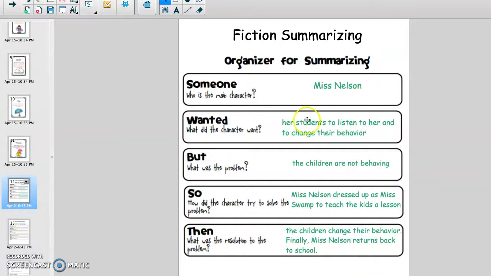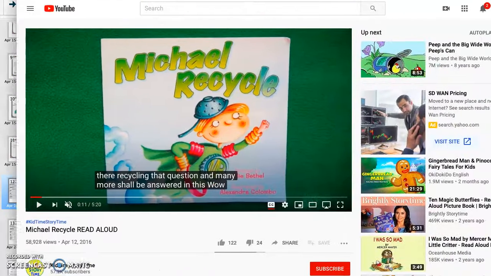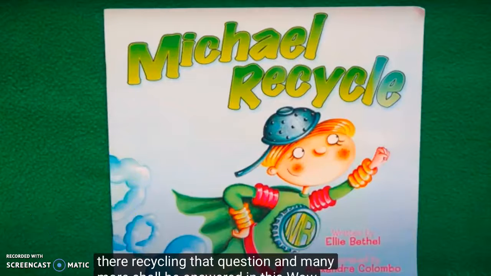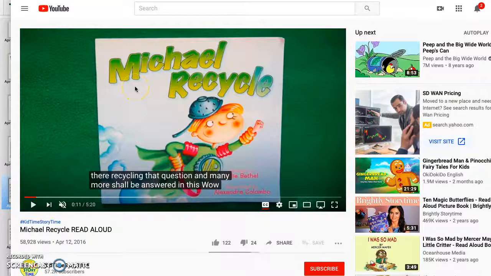So, we are going to try to see if we can do a summary of a different book today. And since Earth Day is coming up, I thought it would be a great idea if we use the book Michael Recycle. So we are going to be listening to the story Michael Recycle today, and I want you to be thinking very carefully about the characters, the setting, the problem, and the solution. That way, we will be able to write a summary of our story. Good readers can summarize a text to explain just the important parts. So let's see if we can listen to the story.